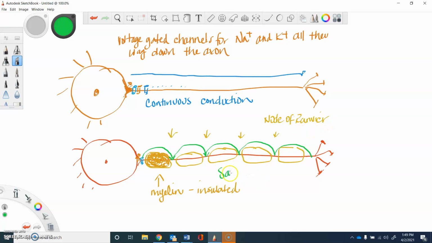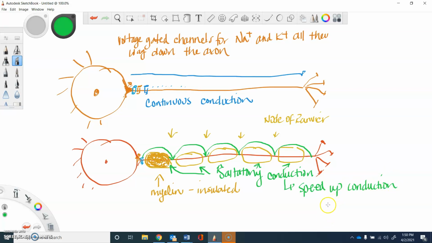This is called saltatory conduction, and it's provided by the myelin sheath here. And it speeds up conduction. And that's very important, especially with certain neurons, like motor neurons. Motor neurons are big and they're long, and they're innervating big muscles. So they've got to get that stimulation there quickly.